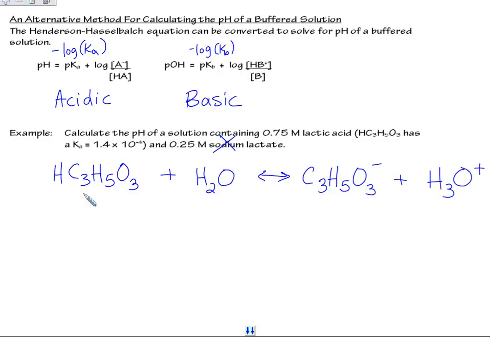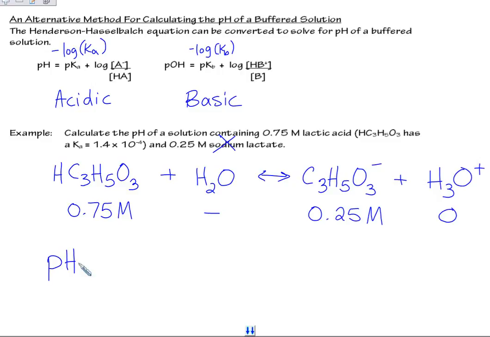So I kind of think about what I have. The original solution is 0.75 molar lactic acid. I'm not really going to care about the water in the end. I get it, water's a pure liquid, but I kind of like to show it. And then the lactate ion is 0.25 molar. Initially, we have no hydronium or hydrogen. We know that we will at equilibrium. But instead of having to solve this for X and set up a big ice table, you can plug and chug using the Henderson-Hasselbalch equation.